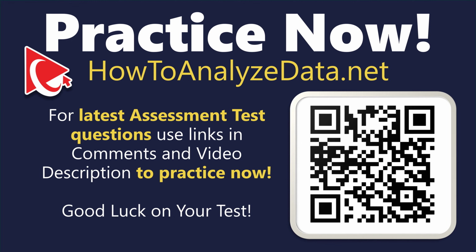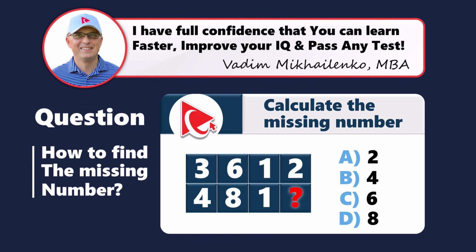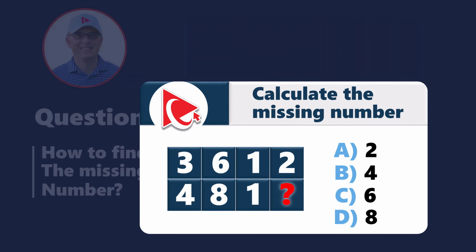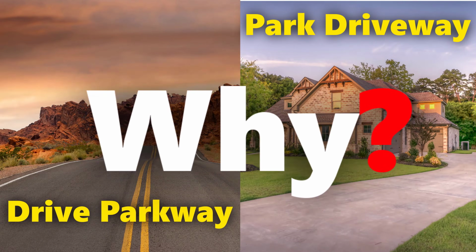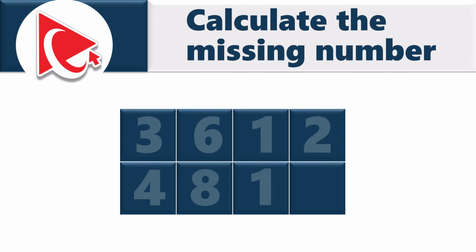Get ready for a mental rodeo, amigos. I've uncovered a question that's more confusing than figuring out why we park on the driveways and drive on the parkways. You're presented with 4x2 matrix. Matrix has 7 numbers, and you need to calculate the 8th number.